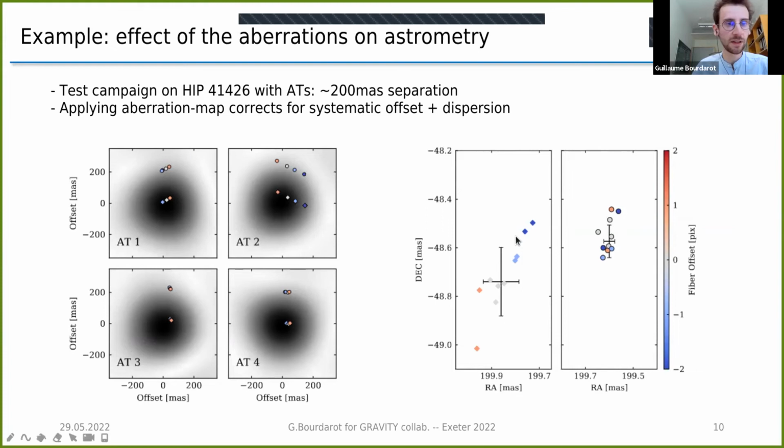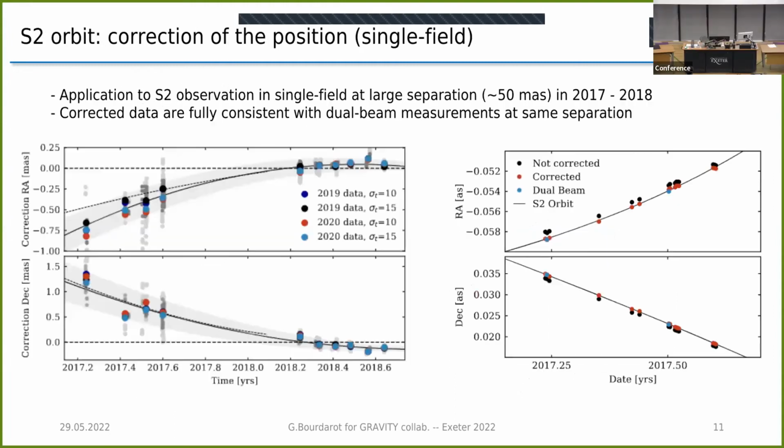Here you can see that there are two effects: an offset and a dispersion, which are both reduced when applying the correction with the aberration maps.